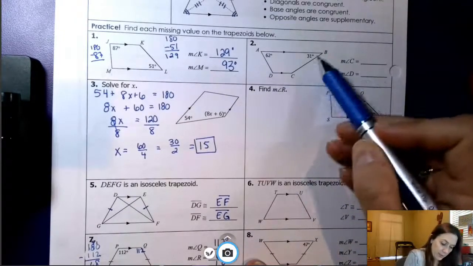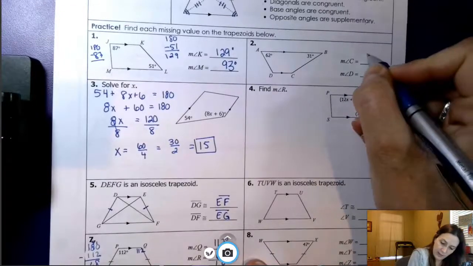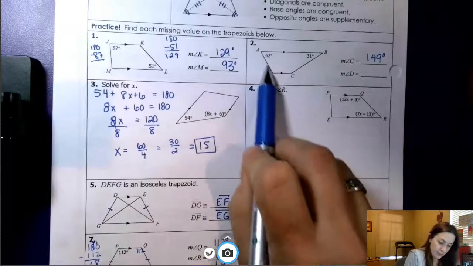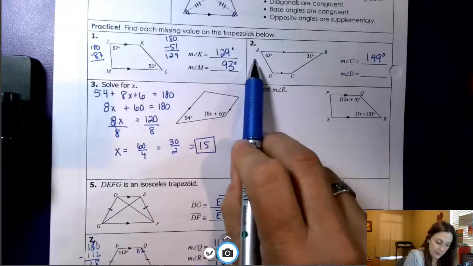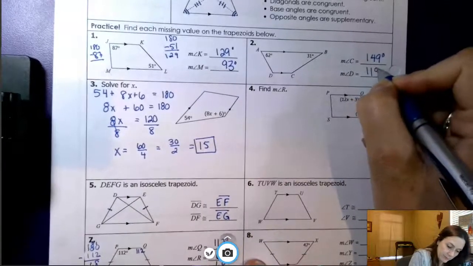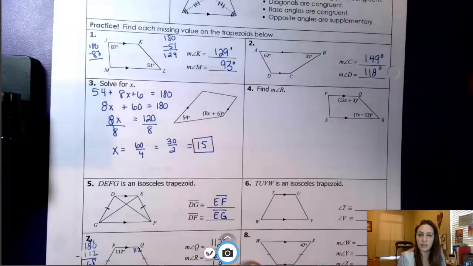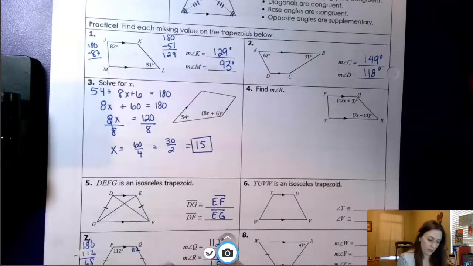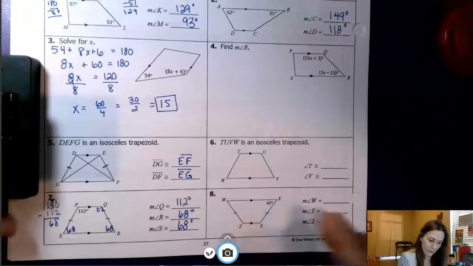C has to be supplementary to 31. Subtract from 180. I would get 149. D, subtract from 180. 180 minus 60 minus 2, I get 118. Do you have any questions? Again, come by our office hours and I will do any of these much slower for you if you have a question or want me to do it after class as well.